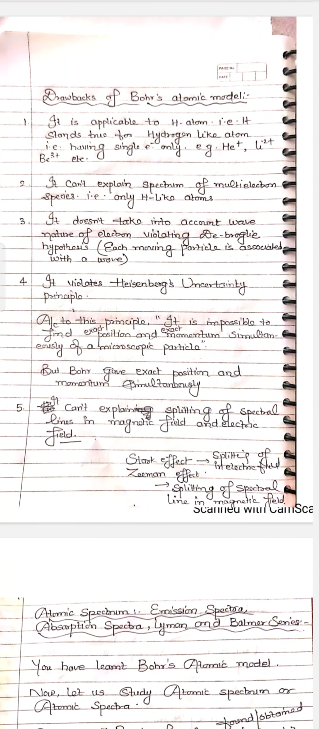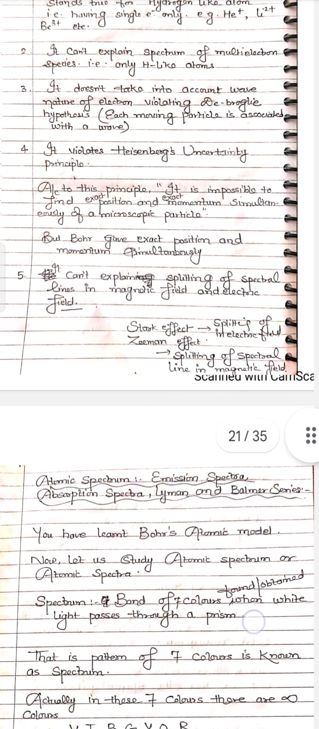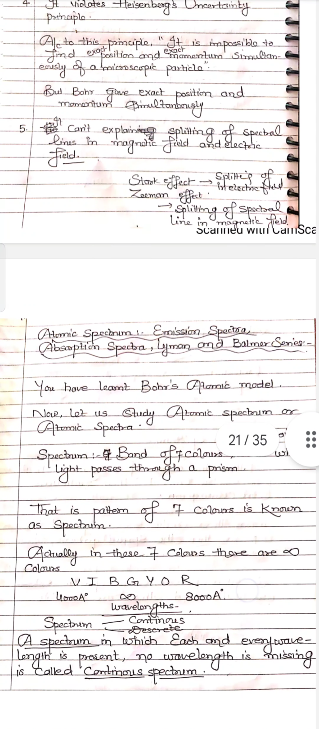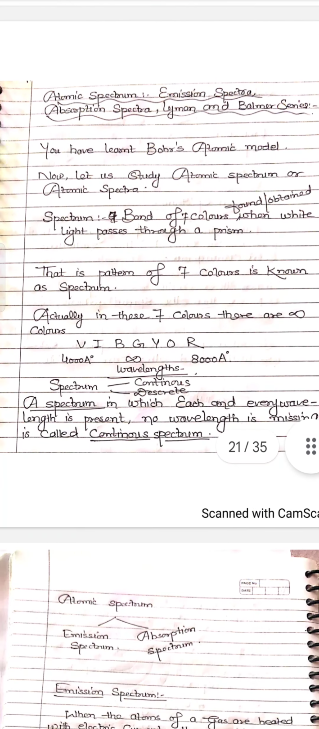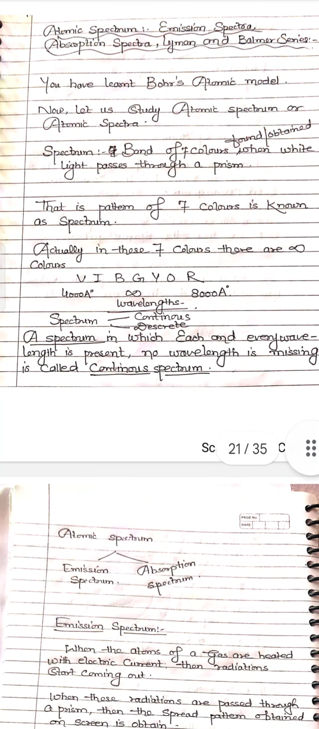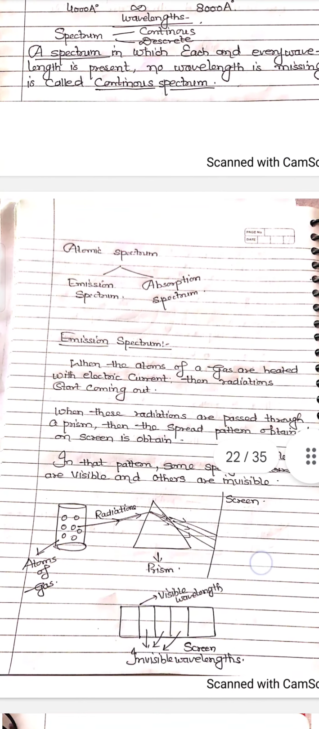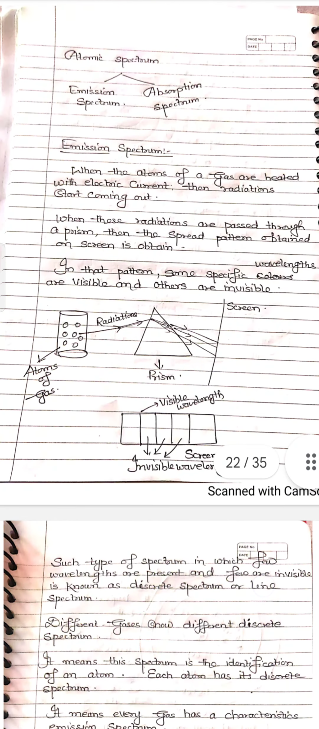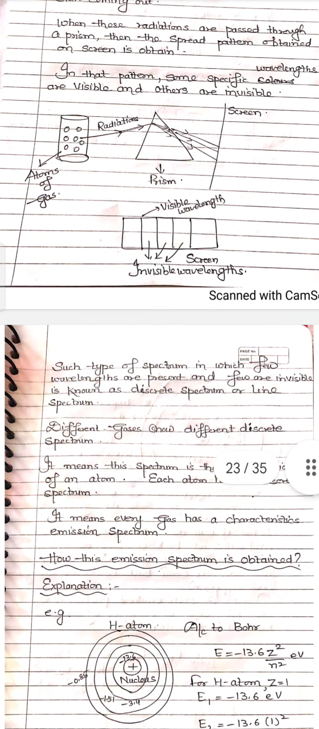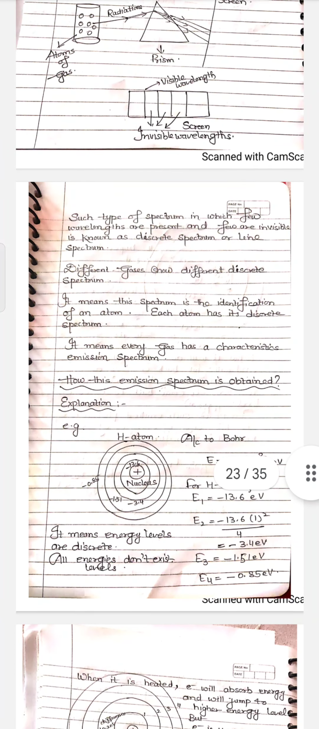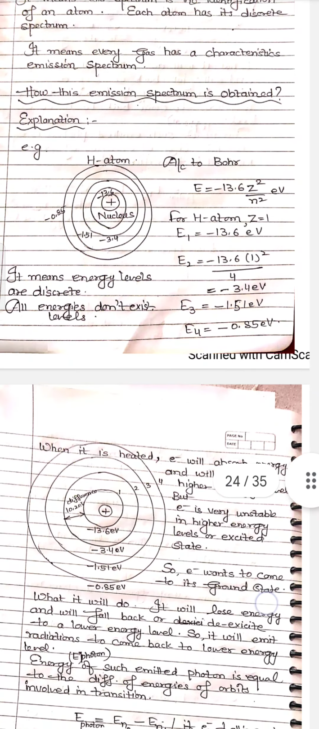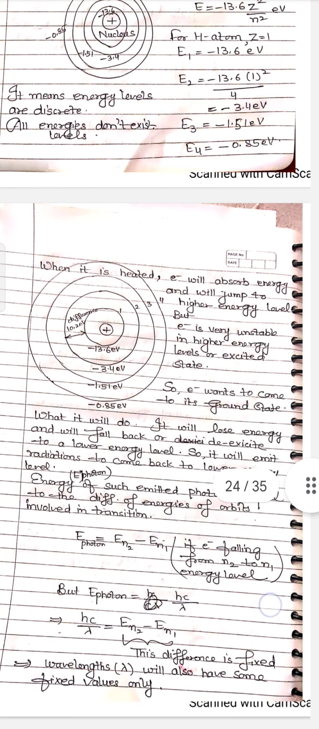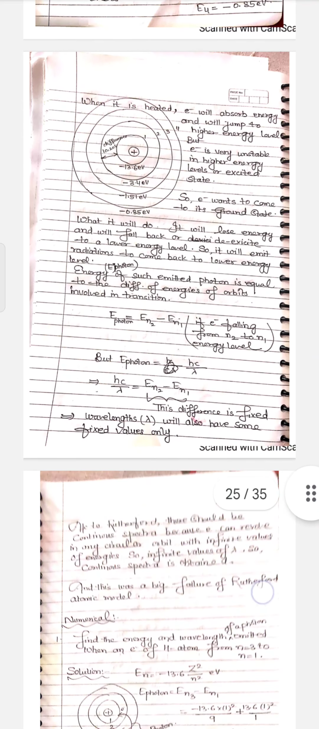Then Heisenberg's uncertainty principle, which you have studied in your junior classes also, but here a little more explained. Then what is spectrum, what are the types of spectrum, emission spectrum, absorption spectrum, you can see here. Spectrum of different gases, what is the reason, explanation for the emission spectrum and the absorption spectrum, you can read from here.